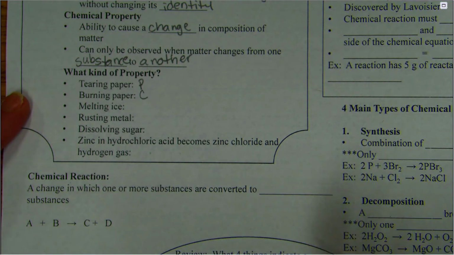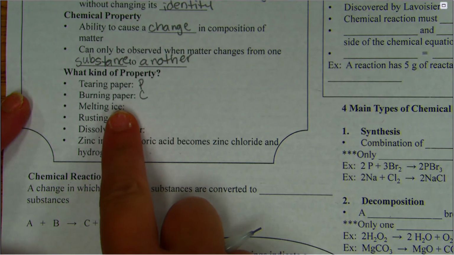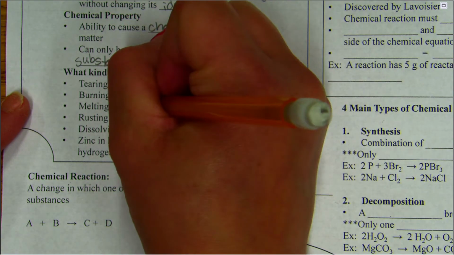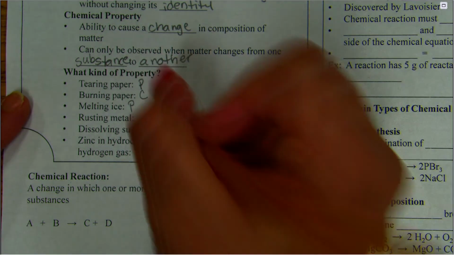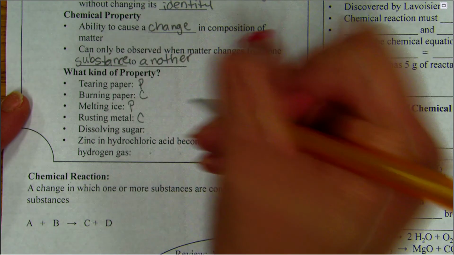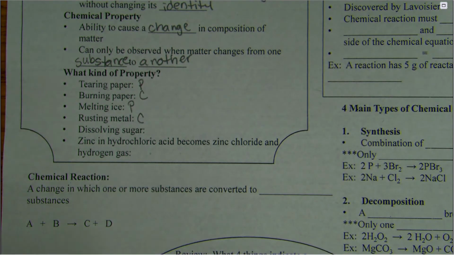If I melt ice, it has gone from solid water to liquid water. Water is still water, so that is physical. Rusting metal. Once metal rusts, we can't get the rust away, so that is a chemical reaction. It becomes something new.